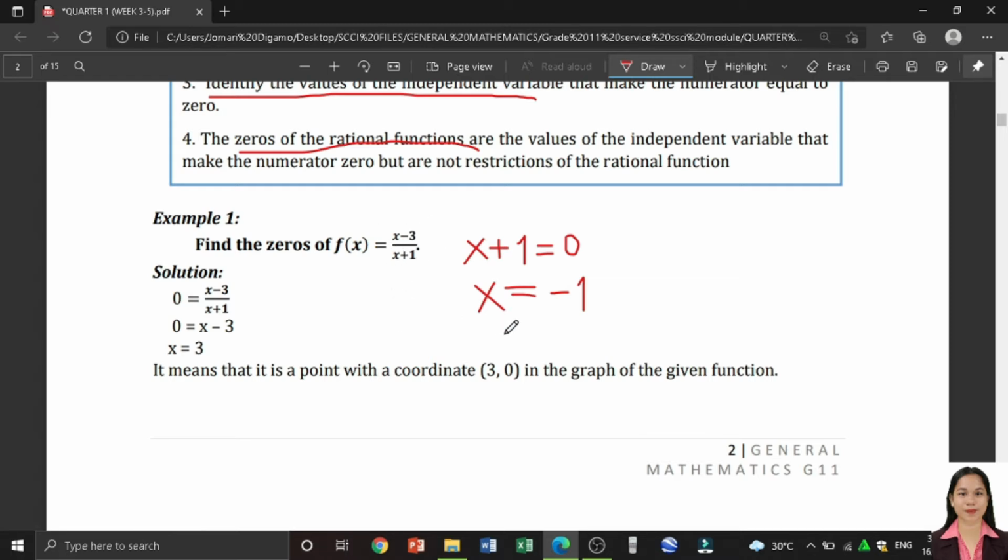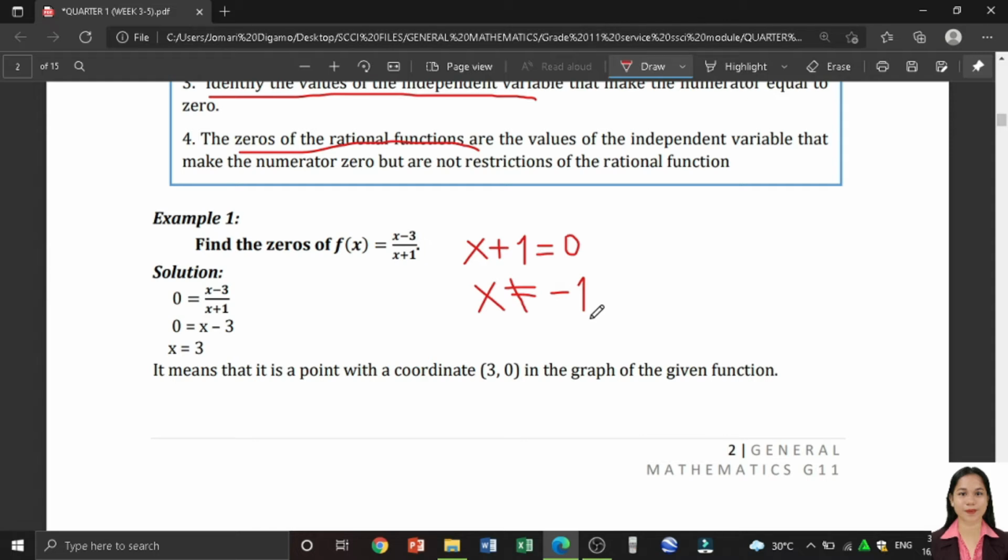Meaning to say that negative 1 is the restriction value or the restricted values. So meaning that x should not be equal to negative 1. Siya yung bawal na values of x. Okay? Next step is identify the values of the independent variable.